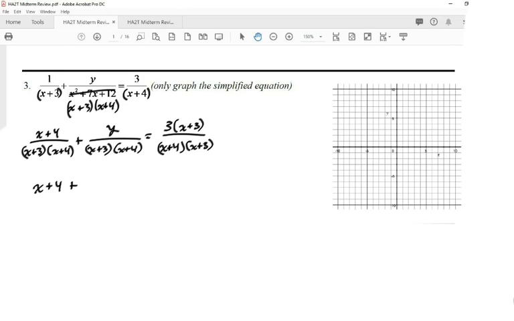We have x plus 4 plus y, and on the other side, we have 3x plus 3. And so we have y equals 2x minus 1. Does everybody see how I got it? Very fascinating, isn't it? It's just a linear equation, okay? But it's actually not that simple.